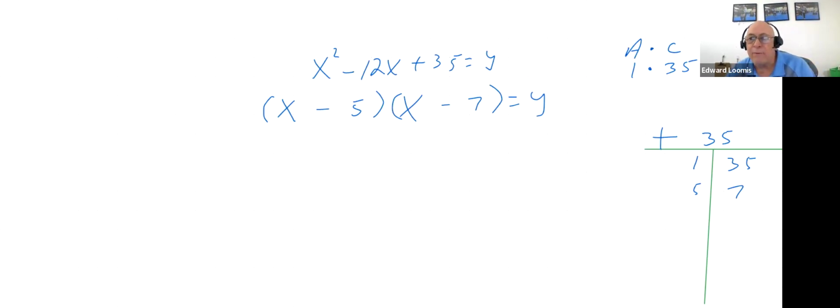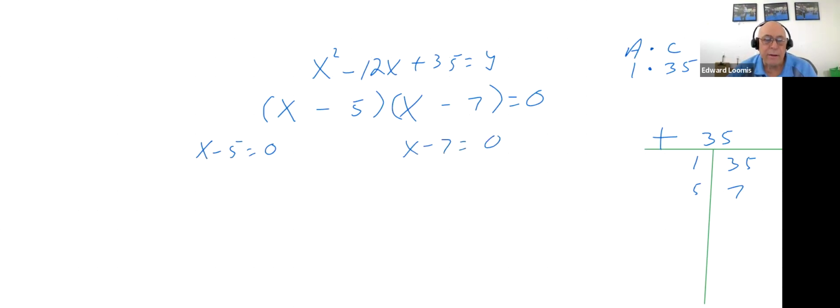Now, we need to solve for the two x's. So I'm going to use the function of x. I'm going to make x equal to 0. I'm sorry, I'm going to make y equal to 0, function of y. I'm so used to function of x, guys. So I'm going to make y equal to 0. So x minus 5 is going to be 0, and x minus 7 is going to be 0.